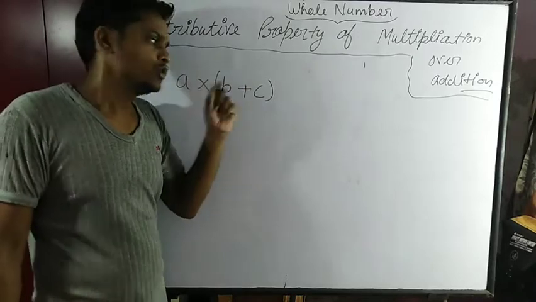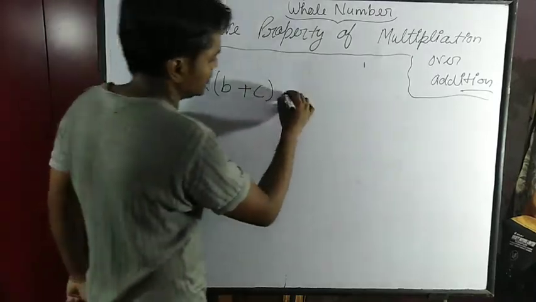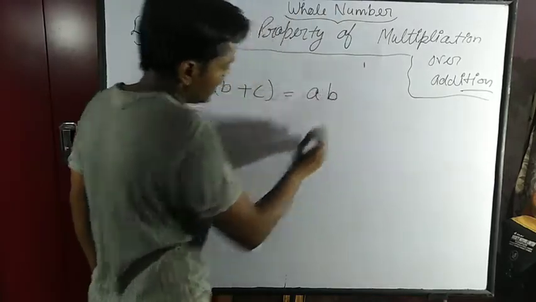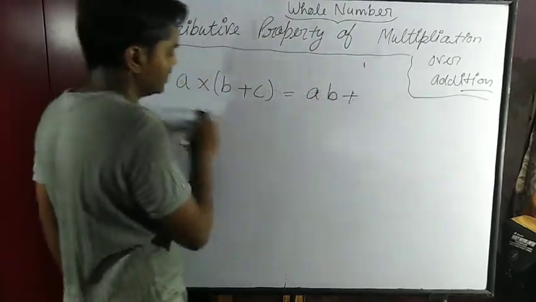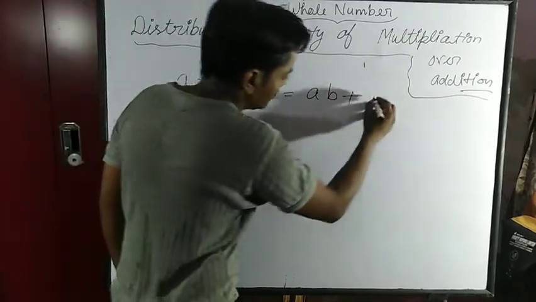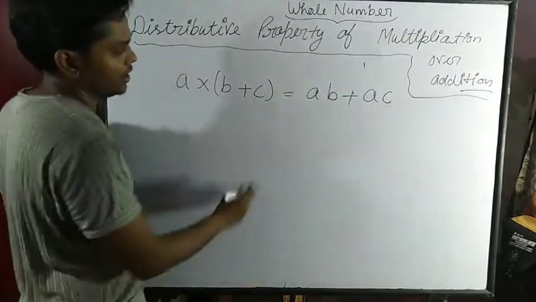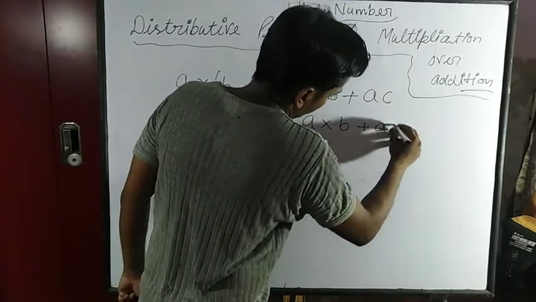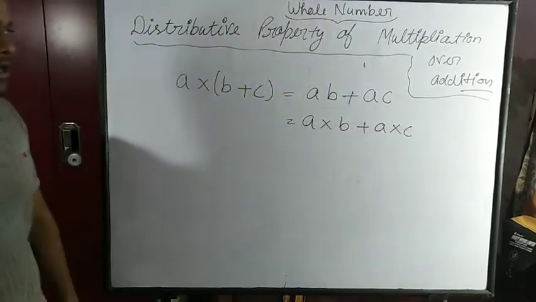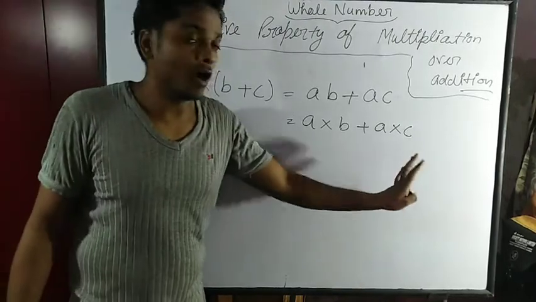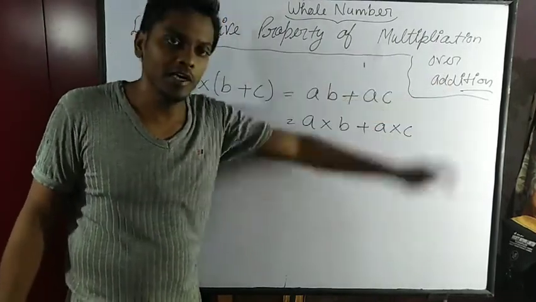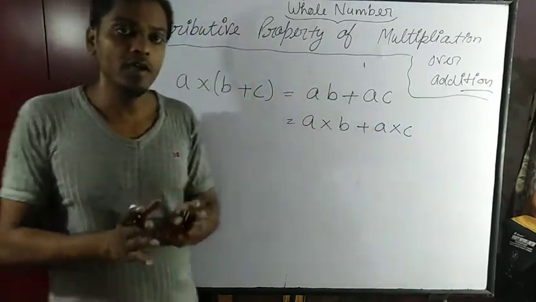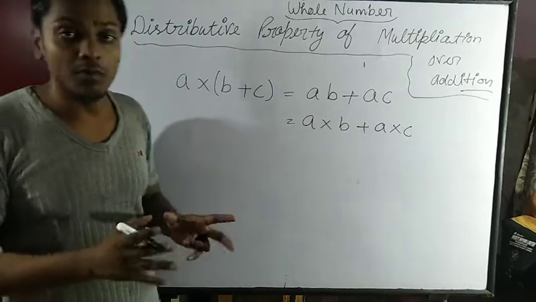So what is the distribution? Distribution is A multiplied with B firstly, and after that a plus sign, and after that this A will be multiplied with C. A into C. So A into (B plus C) means A into B plus A multiplied with C. Okay, so this is the distributive property of multiplication over addition. See beta, you have to understand this property, it is very important.